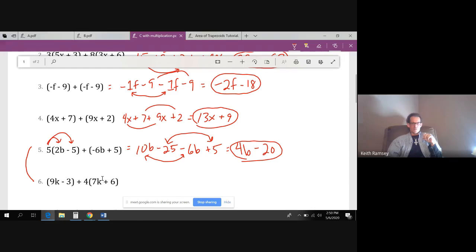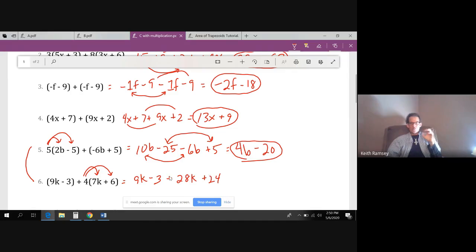Here's number 6. Nothing to multiply here because there's no number outside parentheses. So I'm just going to rewrite 9k minus 3. This one I can distribute. 4 times 7k is 28k. So I'm going to rewrite plus 28k. And 4 times 6 is 24. So I'm going to write plus 24.